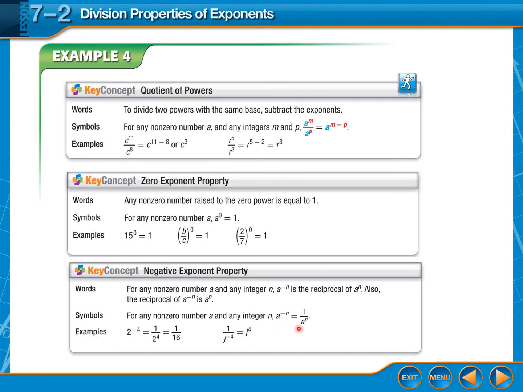Okay, so you can kind of see them written out here. a to the negative n is written as 1 over a to the n. And then if it's 1 over a to the negative n, it gets flipped, and it's a to the positive n over 1.